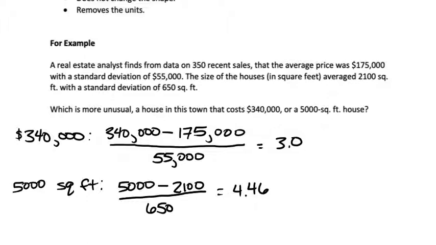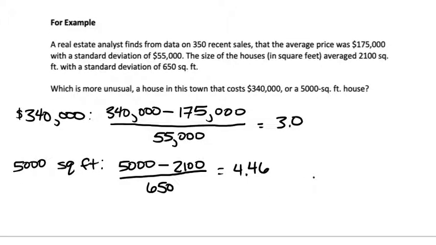So that means that the $340,000 house is 3 standard deviations above the mean. The 5,000 square foot house is 4.46 standard deviations above the mean. So the 5,000 square foot house is further from the mean than the $340,000 house. And so that means that the 5,000 square foot house is more unusual.